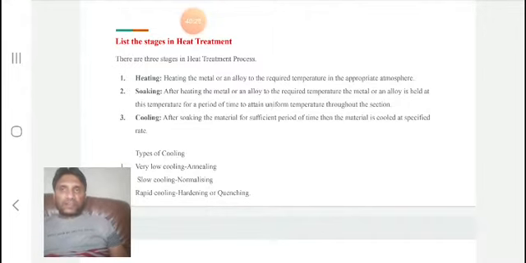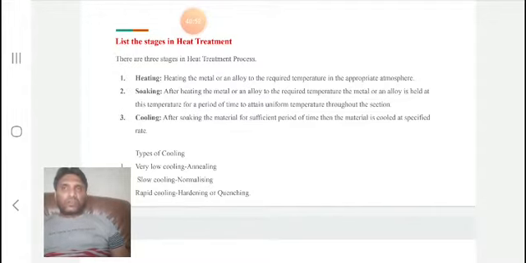After the phase gets stabilized and the temperature gets uniform throughout the section, the third stage starts, that is cooling. Cooling is the very important stage which decides the final properties, or the final phase, or the final microstructure of the steel. So heating and soaking is okay, but more than these two stages, cooling is very important to get the required microstructure.